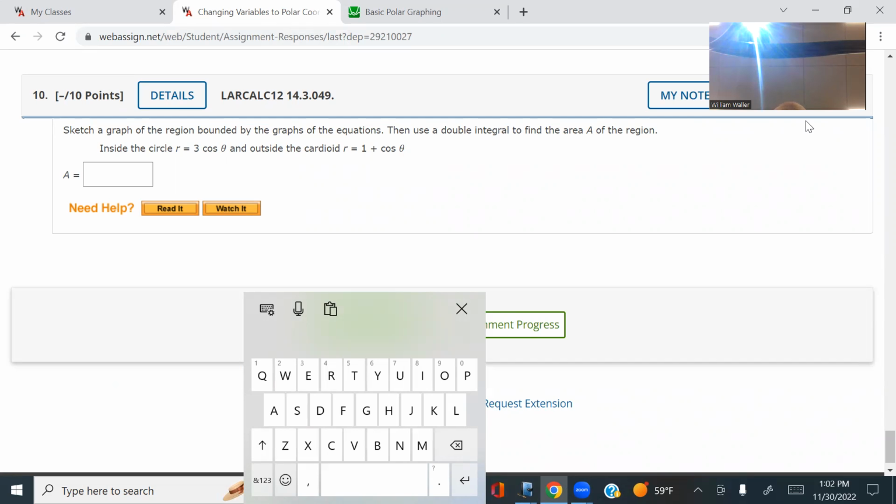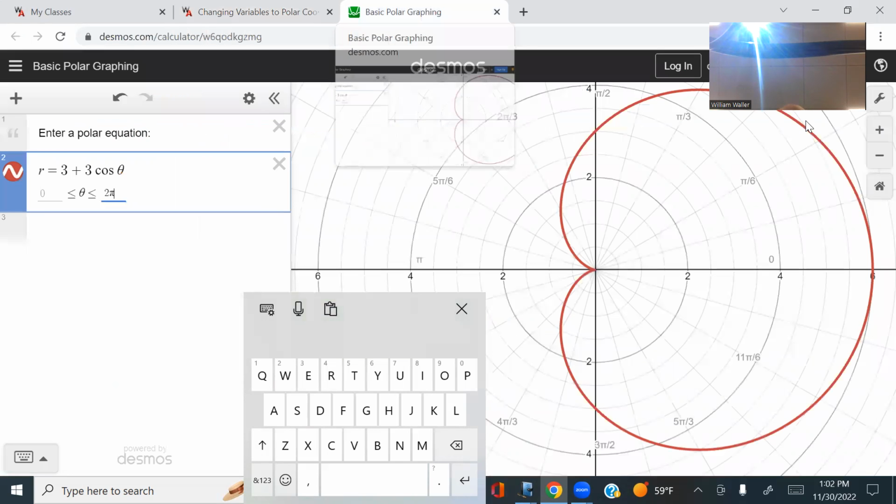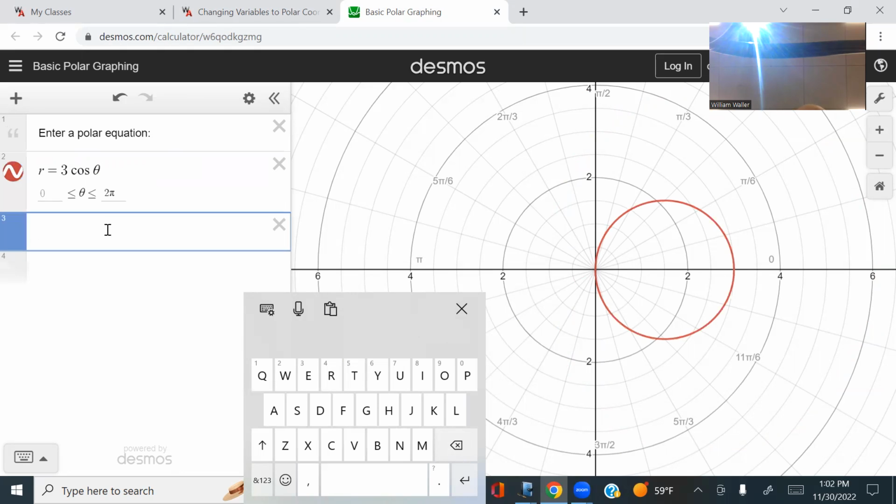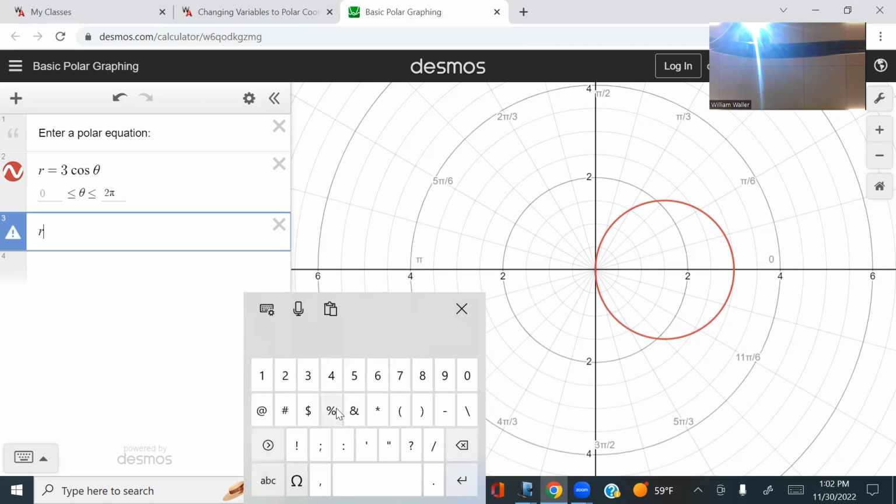So let's try plotting those, because otherwise we're not going to have any hope. We know one of them is a circle. Was that 3 cosine theta? Ah, so there's a circle. They were right about that. Let me add one here. So what was the other one? R equals, was it 1 plus something? 1 plus cosine theta or something? What did I do?